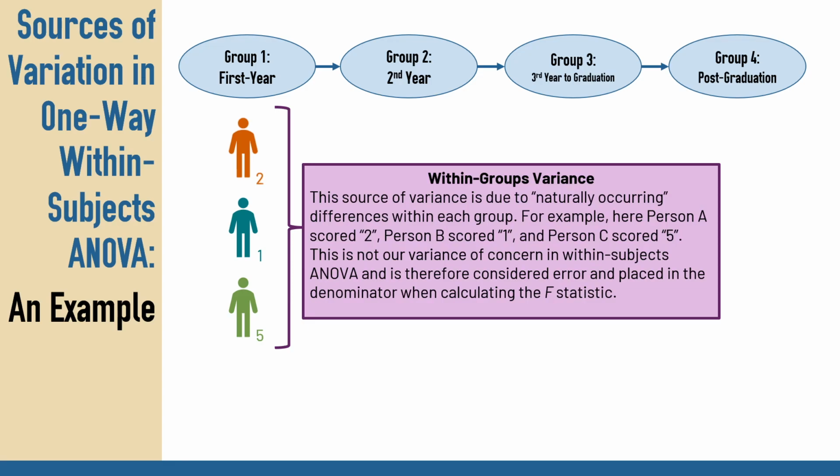And so this is variance that's due to naturally occurring differences within each group. And here the key thing is that the groups are these times of measurement, or these intervals of measurement. Group one is during their first year.